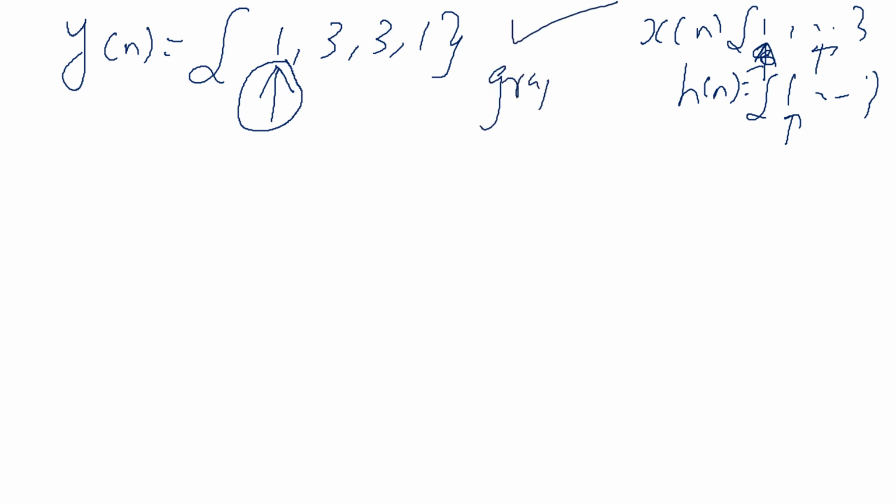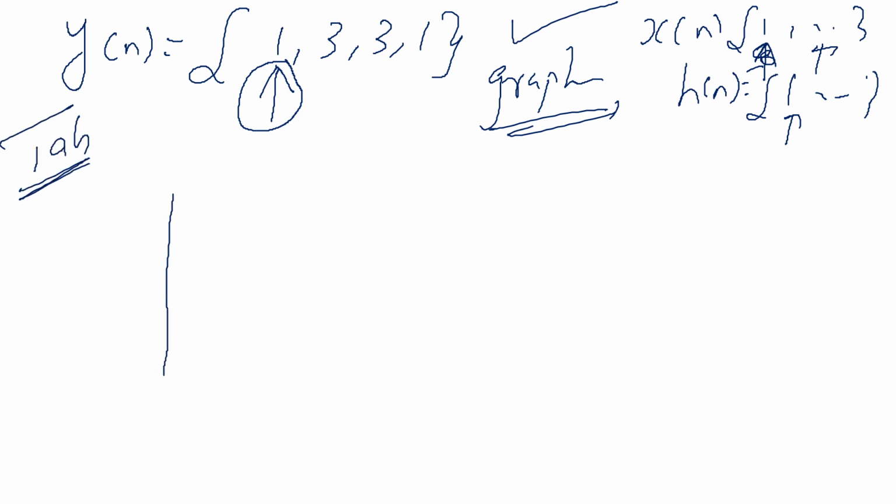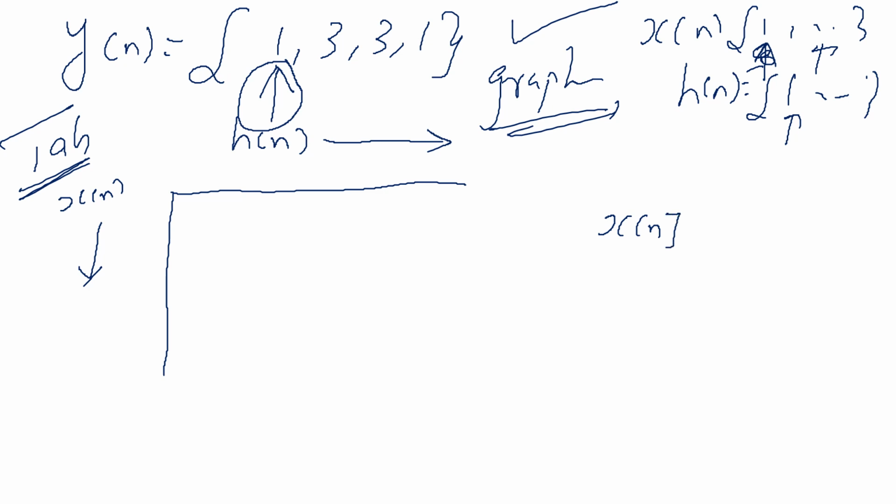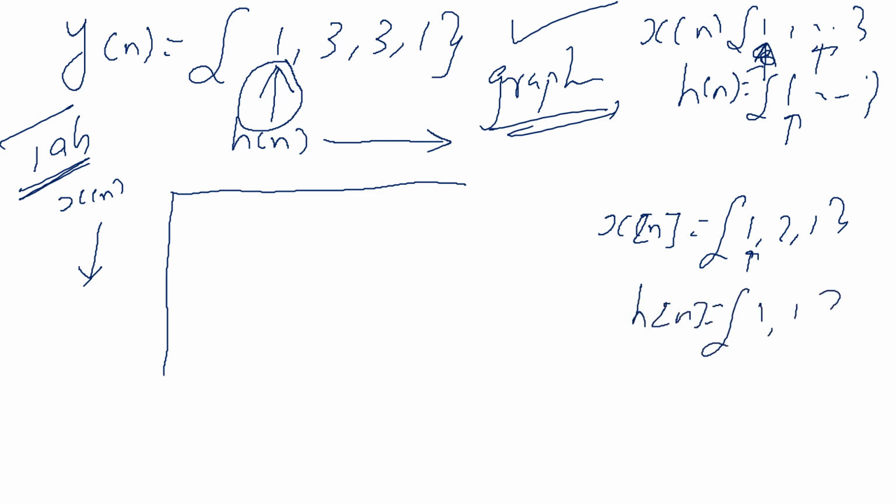So this is the graphical method, right? Now let us try to do the same problem using the tabulation column. As I said, it is actually a single stroke problem. Let us do this in tabulation column. What we do is, the h of n values will be written horizontally and the x of n values will be written vertically. So x of n is equal to 1, 2, 1 with origin, and h of n is 1, 1 with origin.